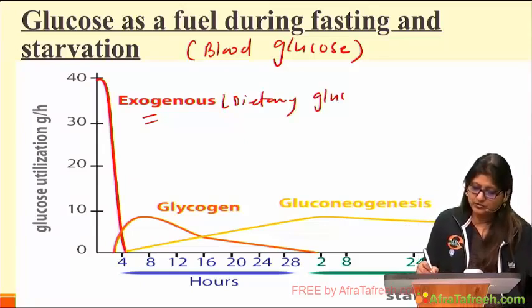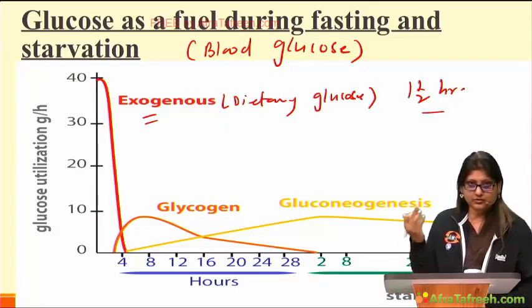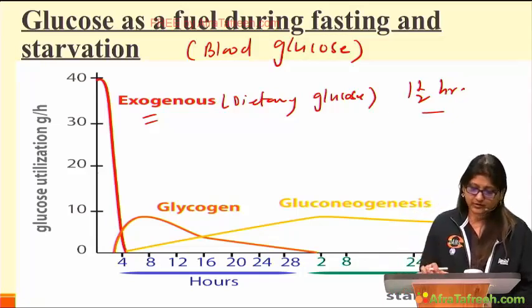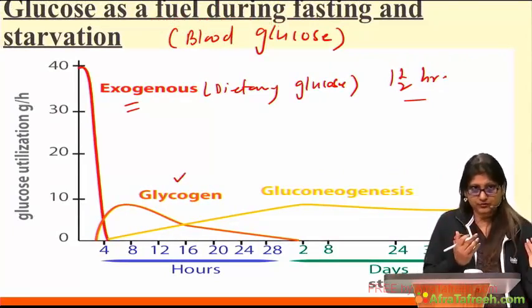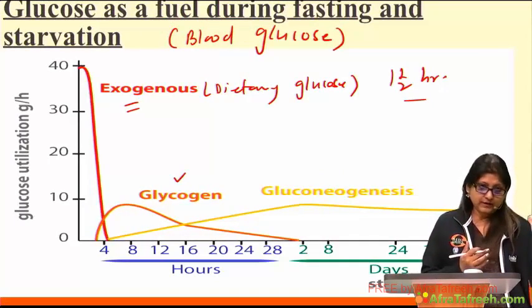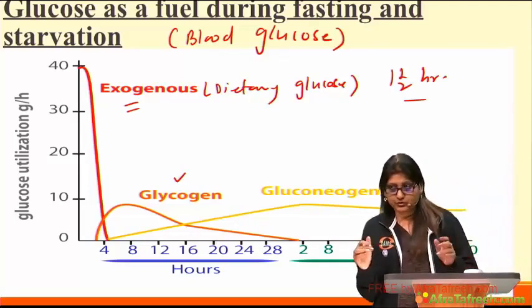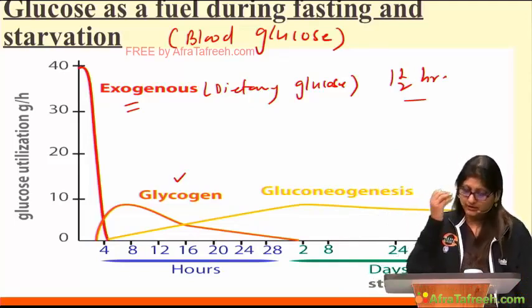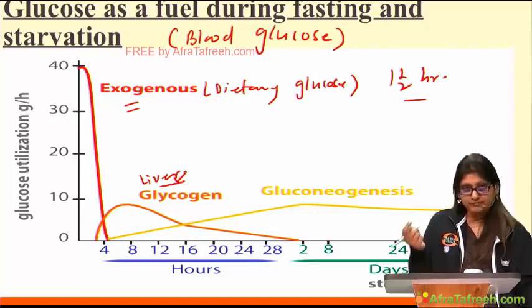Dietary glucose is going to last for only 1.5 hours. After that it is going to disappear from the circulation. Right? And when we talk about glycogen as a source of blood glucose, we are of course talking about liver glycogenolysis, because muscle glycogen breakdown never gives you blood glucose due to lack of glucose 6-phosphatase enzyme in the sarcoplasmic reticulum. So liver glycogen is the sole source of blood glucose.